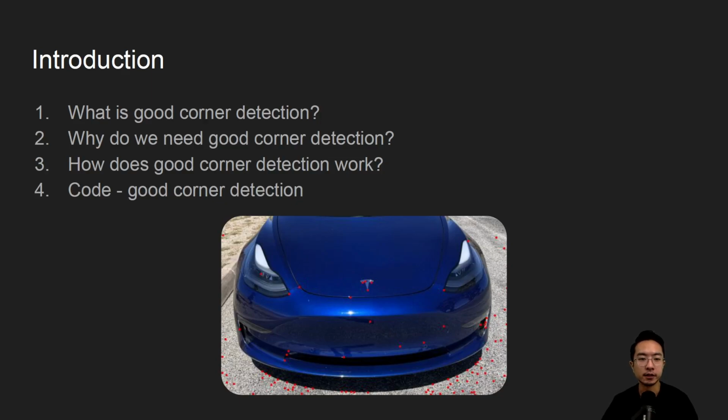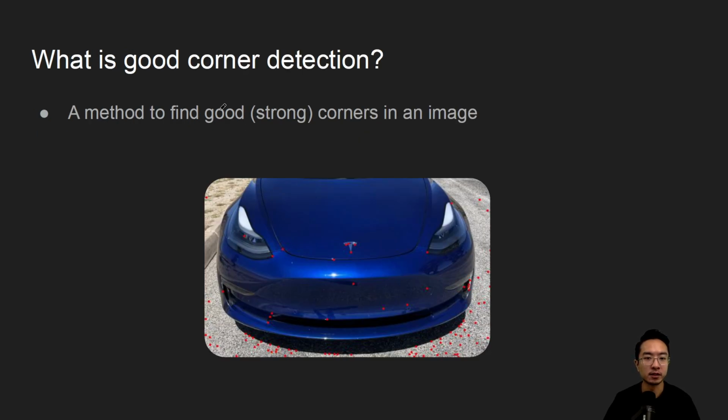All right, in this video, we're going to talk about good corner detection in OpenCV using Python. So we will start off by saying what it is, why do we need it, how does it work, and jump right into a coding example. By the end of this video, we will see how we could detect good corners in an image using a sequence of steps.